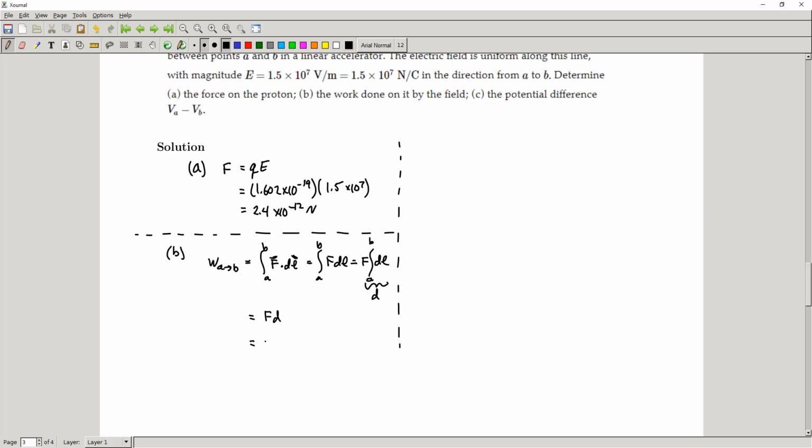And so at this point, again, we can just substitute in numbers. What is this? 2.4 times 10 to the minus 12, and a 0.5 meters displacement here, right? And if we do that calculation, we end up with 1.2 times 10 to the minus 12 joules. Okay, that is part B.